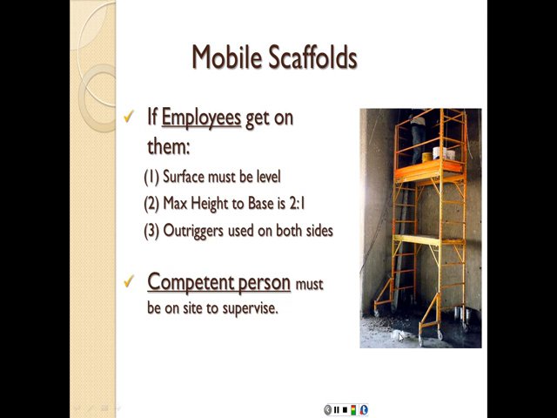Now, if you're going to be working on top of a mobile scaffold like this, the surface must be level. The surface on which the scaffold is going to be moving must be level. The maximum height to base is going to be 2:1. Remember, in other platforms or scaffolds, we talked about 4:1. In this case, since this is going to be mobile or movable, then we're going to reduce that by twofold, so it's going to be only 2:1, and outriggers must be used on both sides. In this case, a competent person must be on site to supervise.